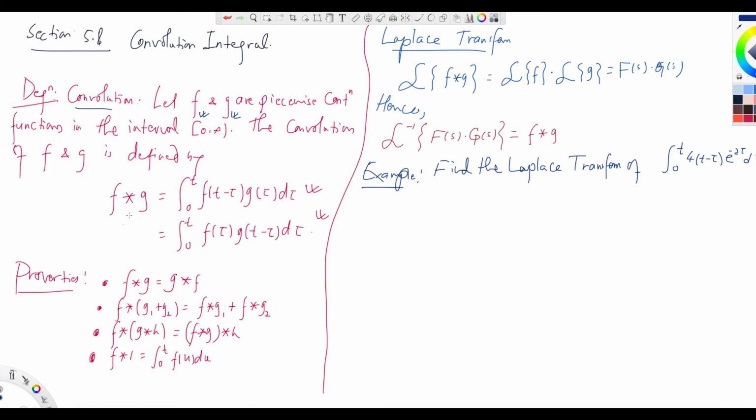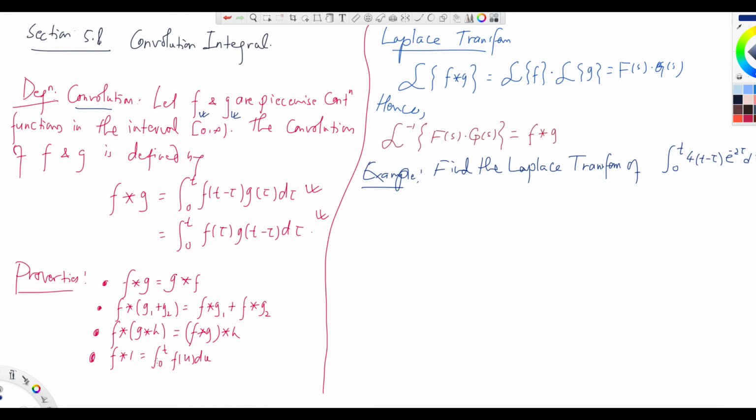Convolution is not really a product, but it is the integral of the product when one of the functions is shifted a little bit. You shift one of the functions by tau, multiply with g, and take the integral. This is basically a convolution. Similarly, the third property is f convolution (g convolution h) equals (f convolution g) convolution h. And if you want to find the convolution of f with 1, that will be the integral from 0 to t of f(u) du.